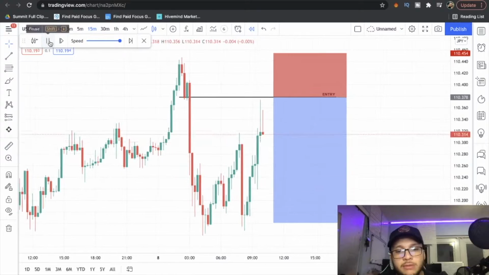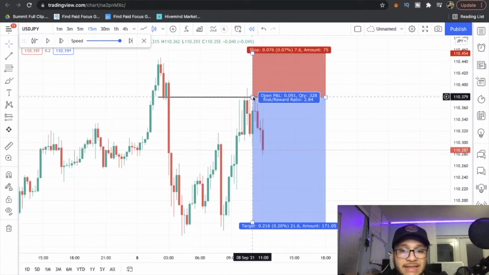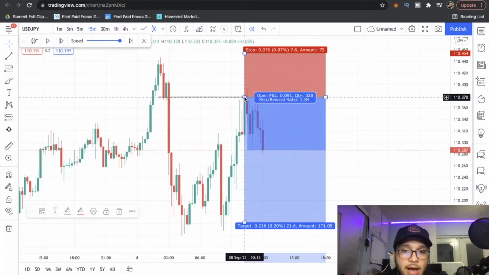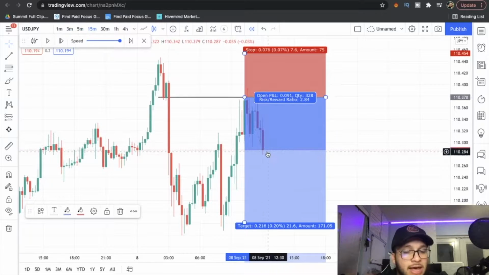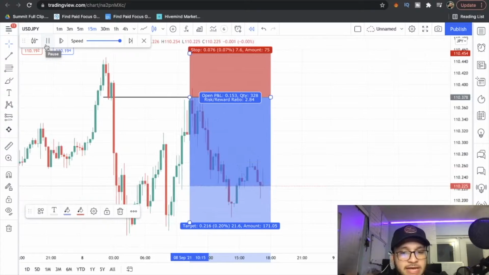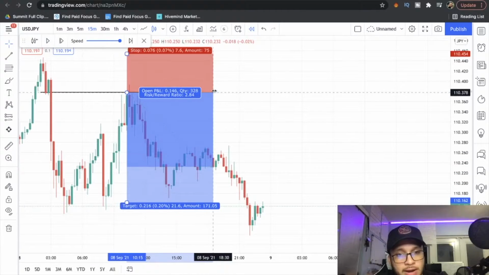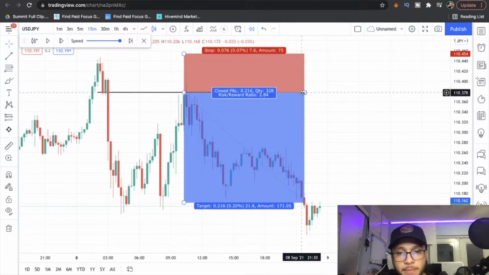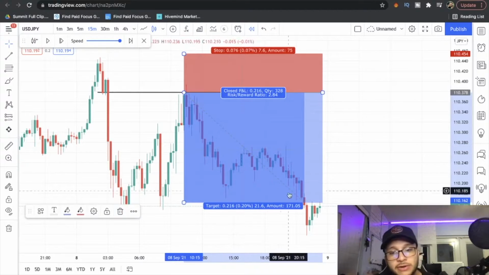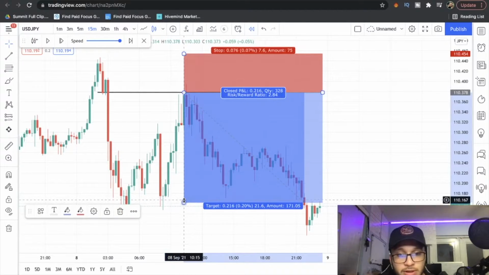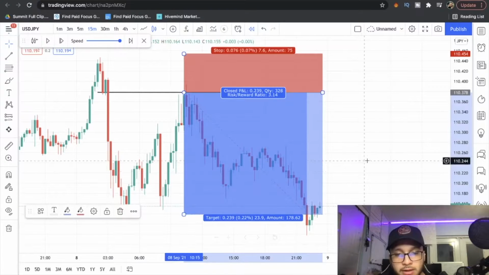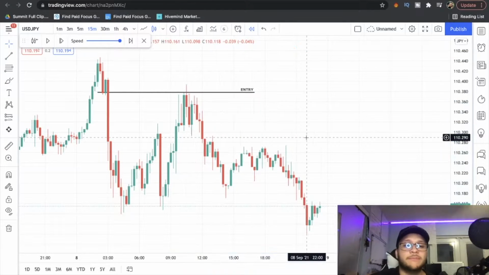Now I'm sleeping. It activates my sell while I was sleeping, and automatically went into profit. When I wake up, I see that there is already money waiting for me. There's already profit, right? It is that simple, right?